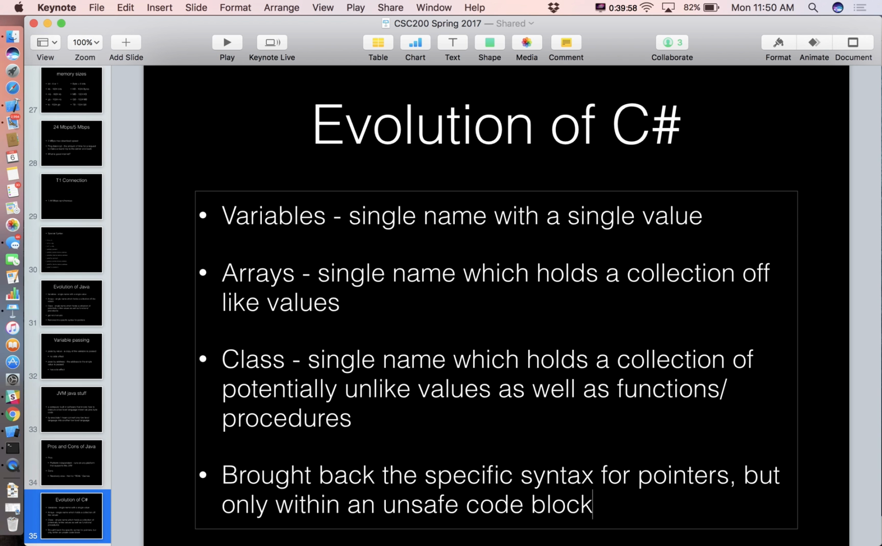So C# said, look, if the programmer knows what they're doing, they'll know enough to say, I'm about to manipulate memory here. I'm going to wrap that inside of, you put the word unsafe, then some curly braces, and you put your unsafe code in there, and you say, look, I'm going to manipulate memory. I know I'm doing things that are potentially destructive. Trust me, I know what I'm doing.